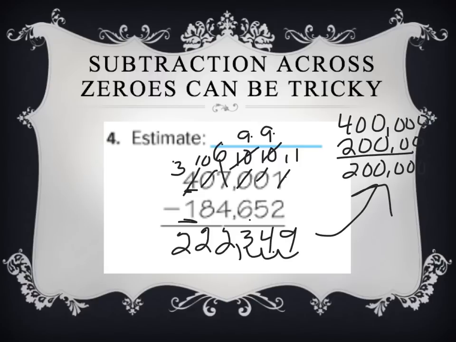It's close to 200,000. In fact, if we rounded this number to the nearest 100,000, it would be 200,000. But that was a lot of work, guys. If you don't know your subtraction facts, you need to start working on those so that we can work through these problems quickly.